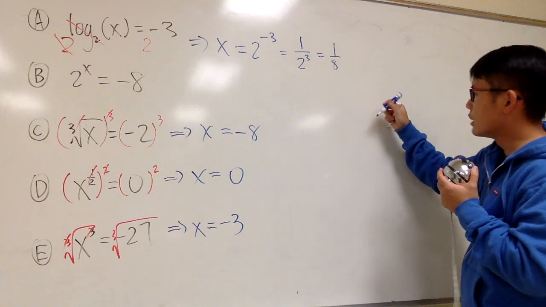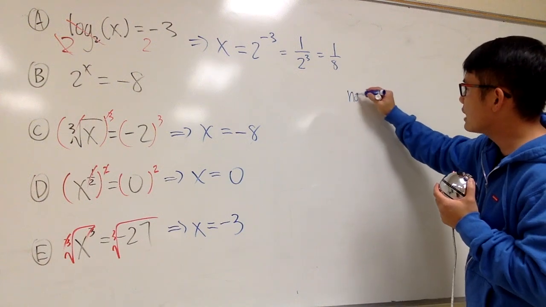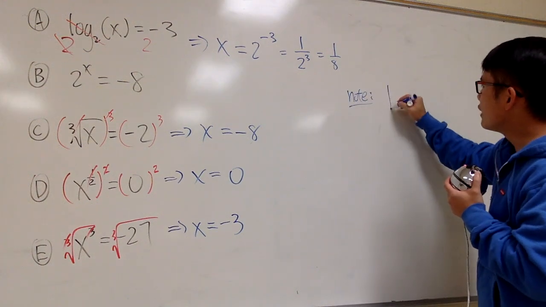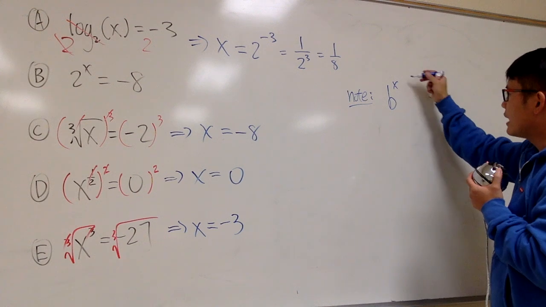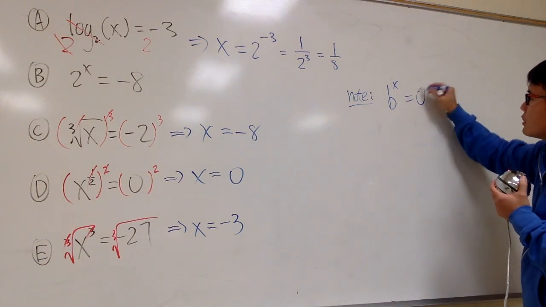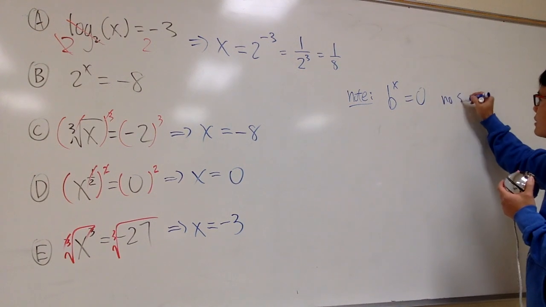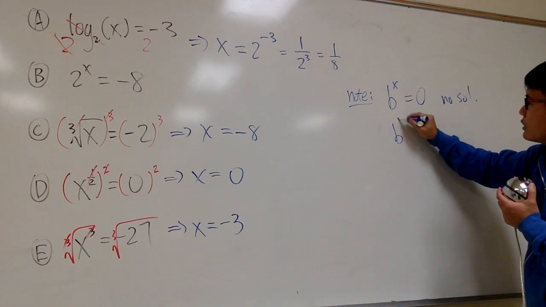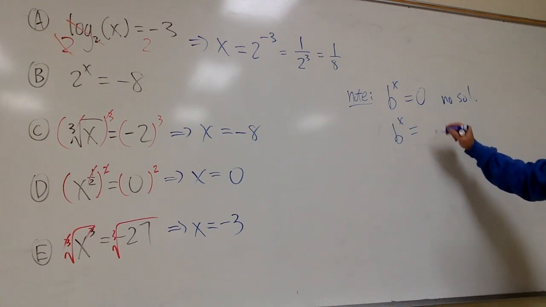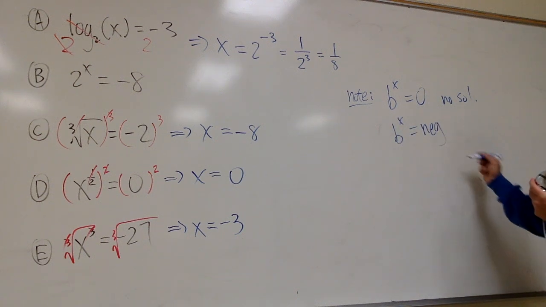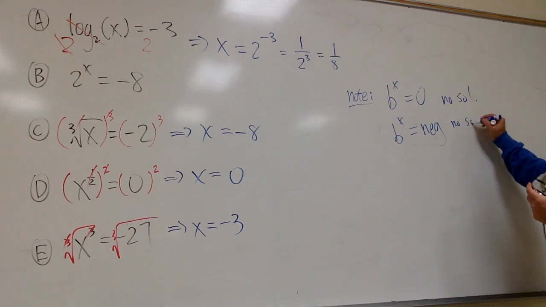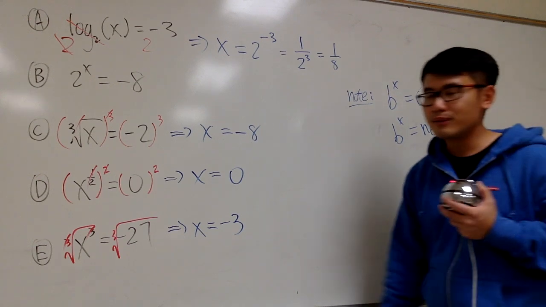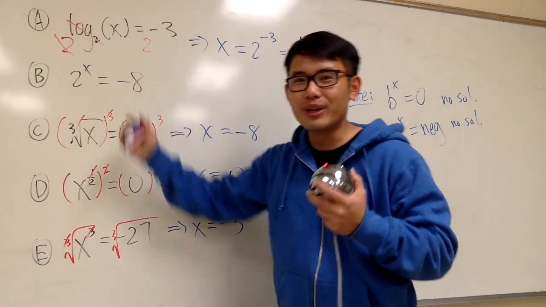So just make a note here for you guys. Whenever you have b raised to the x power, if this is 0, it has no solution. If you have b raised to the x power, and this is equal to a negative number, it also has no solution. Keep that in mind. So that's one way to do it.